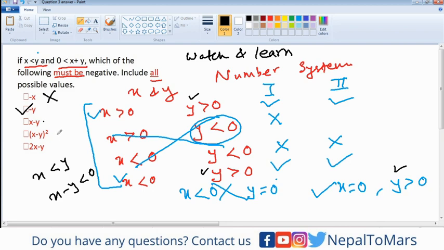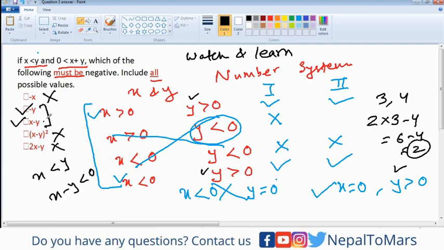The square number is never negative, but x minus y is negative. For the fourth one, we can just take simple numbers, 3 and 4. So if 2 into 3 minus 4, that means 6 minus 4 is equal to 2. So this is positive. That means 2x minus y may not always be negative. So this is also false. So what we have here is minus y and x minus y.